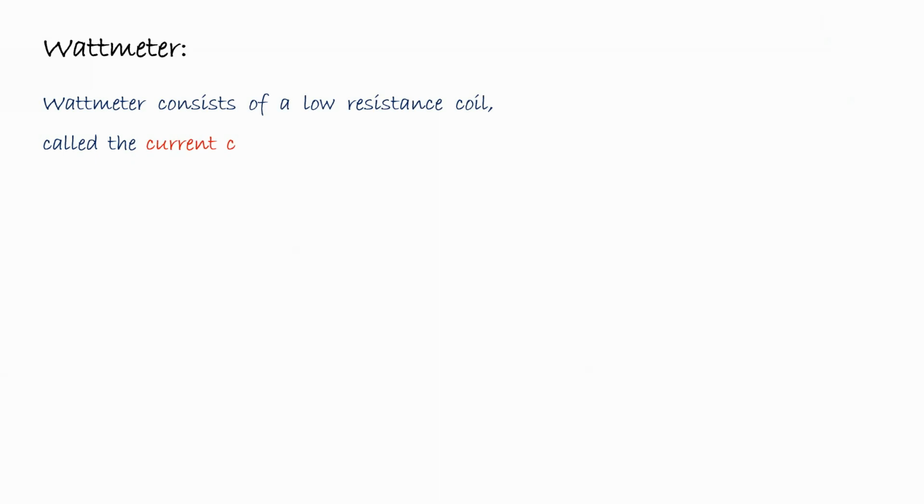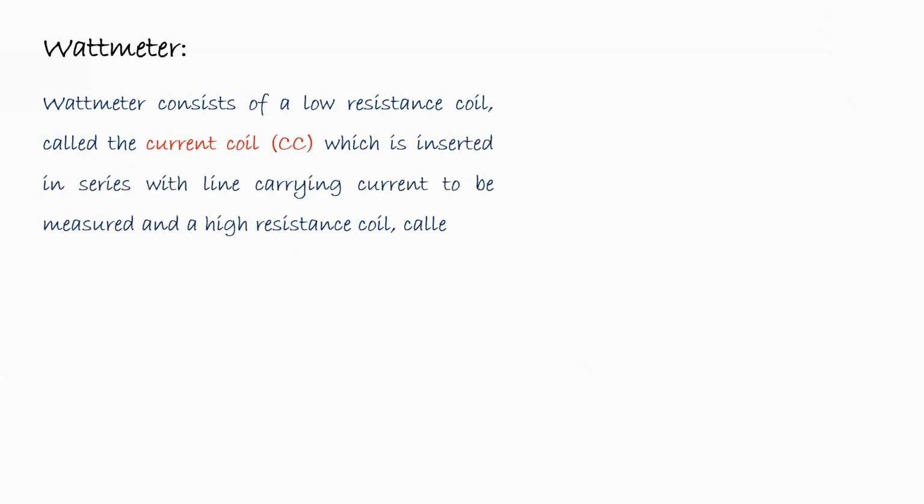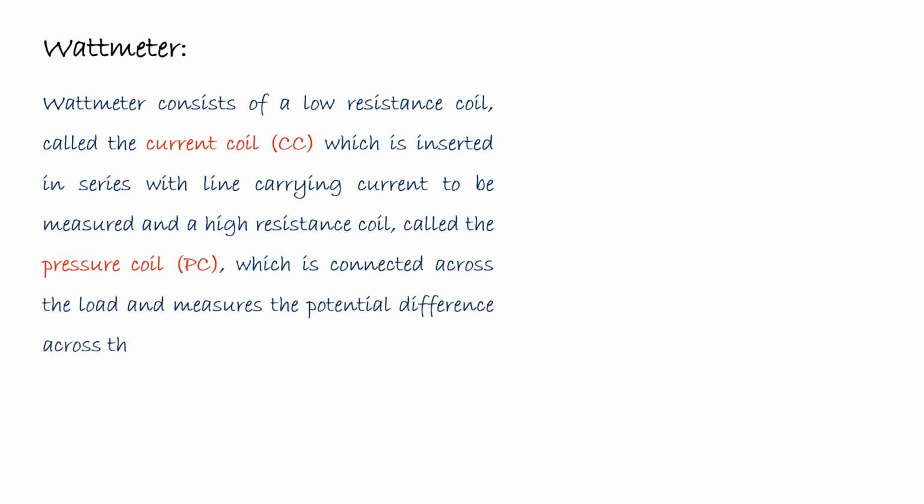Wattmeter consists of two different coils, where one is a low resistance coil called the current coil, which is inserted in series with the line carrying the current that is to be measured, and the other is the high resistance coil. It is considered as the pressure coil, which is connected across the load, and it is used to measure the potential difference across the load.